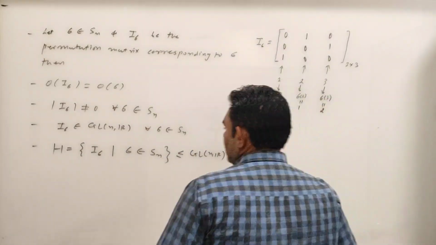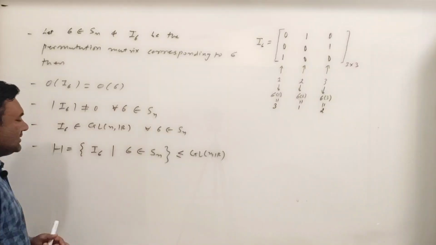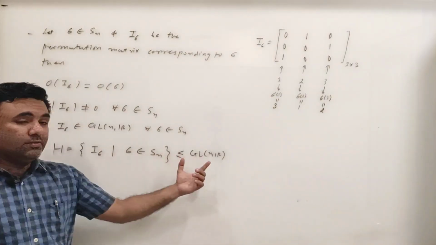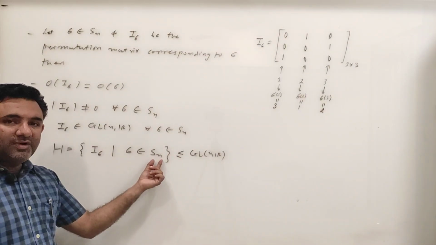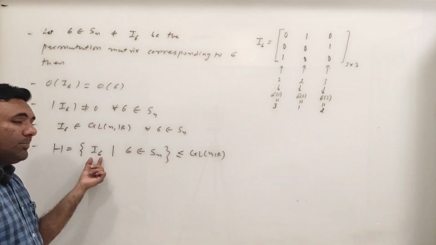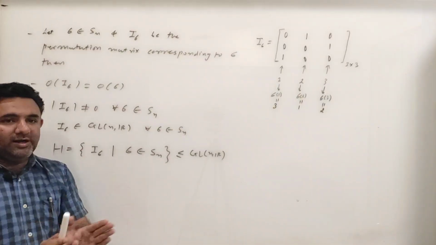So the proof is very simple. Ultimately, this is a finite subset, because Sn is finite, so corresponding to every sigma you have one matrix. So ultimately this collection is finite, first of all.